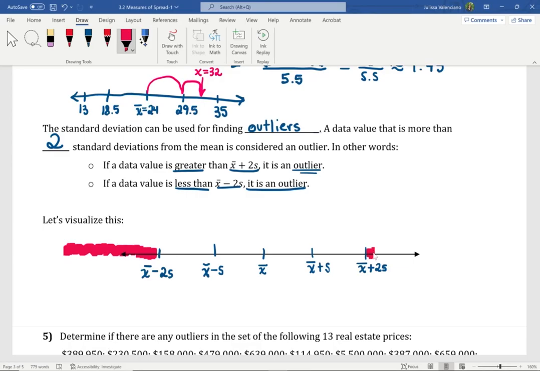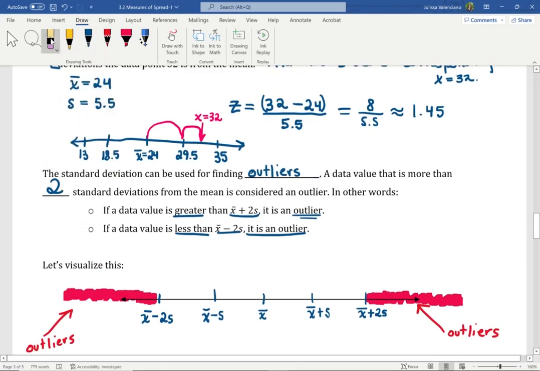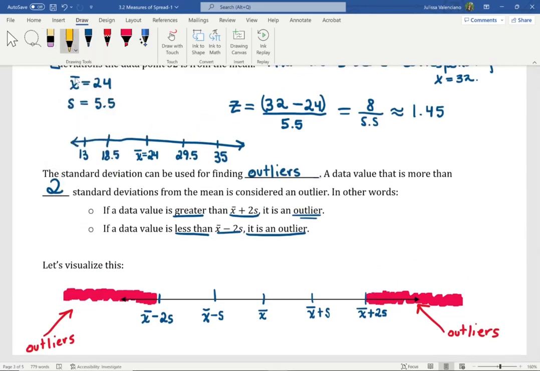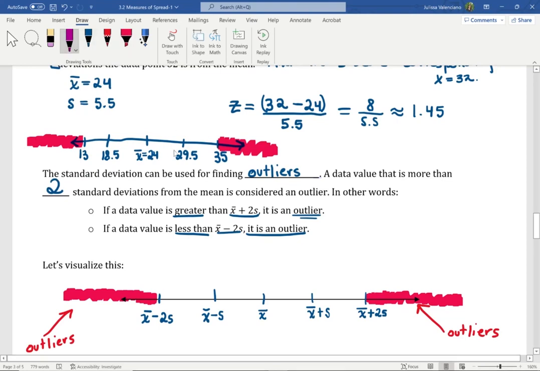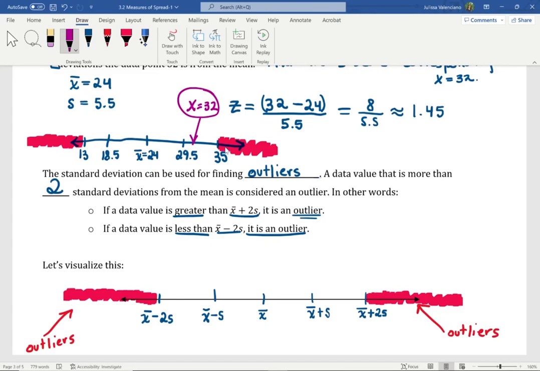The rule states that if any of your data values are less than the second standard deviation on the left, or if any of your values are greater than the second standard deviation on the right, then those are going to be considered outliers. This is where you're going to find the outliers. Okay. So let's look at the example above. Looking at the number line that we have here, let me erase here. Let me also highlight where we would find outliers. We'll find them below 13 and above 35, right? That is below the second standard deviation on the left, above the second standard deviation on the right.